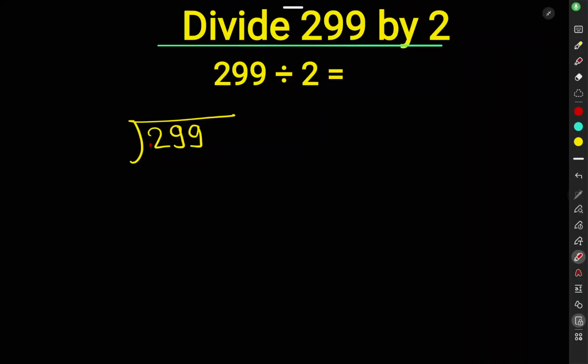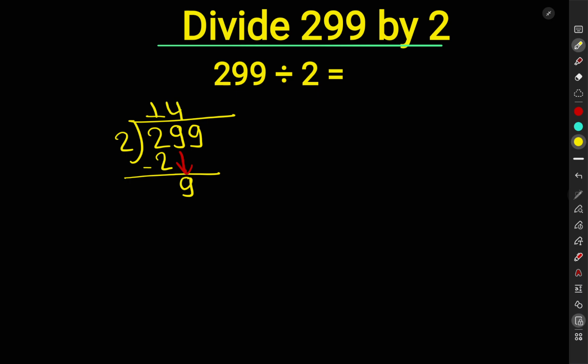Here we divide 299 by 2 in a long division method. So 2 times 1 means 2. On subtracting we get 0. So now we put down the number beside this 9 and we remove this 0.